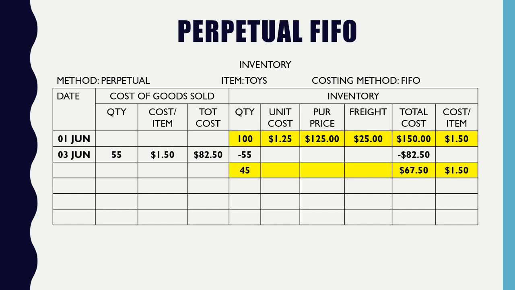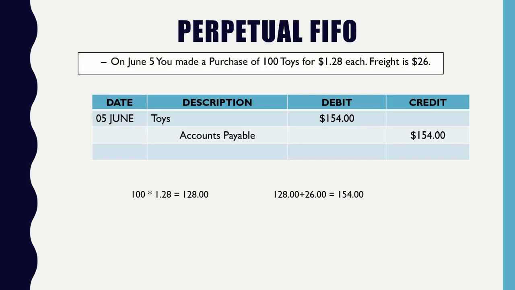67.50. All right. So now my first batch starts at 100. Now it becomes 45 items left, and it's for $67.50. Okay. So now the next one here.